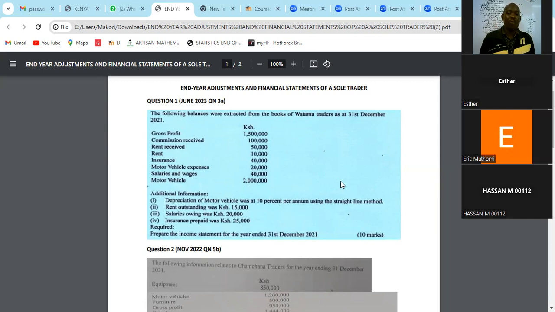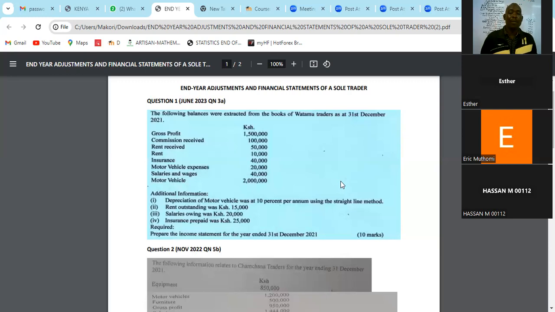Rent outstanding, that one we say is the same as rent accrued, not yet paid. Accrued, not yet paid. And we said all accruals you add the figures. There is rent that is paid, of 10,000, and there is accrued of 15,000. So you ask yourself, in that year, how much were we to pay as rent? So it is what we paid, 10,000, plus what we are yet to pay, 15,000, to give us a figure of 25,000. Salaries owing, those are the salaries we are yet to pay. The salaries and wages that we paid were 40,000. We still owe our employees 20,000. So the total amount for salaries that we were supposed to pay that year was 60,000.